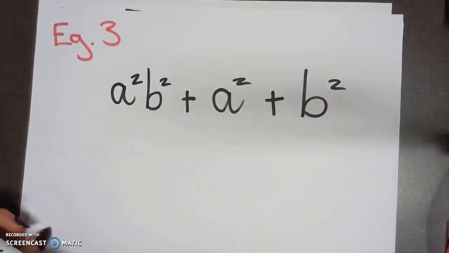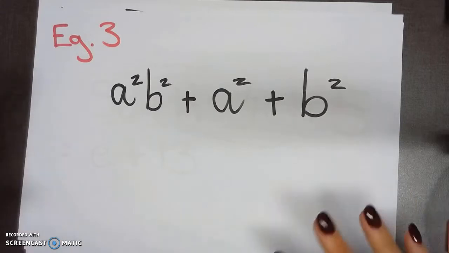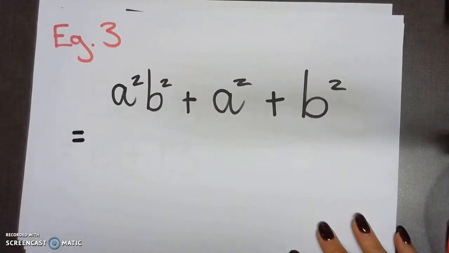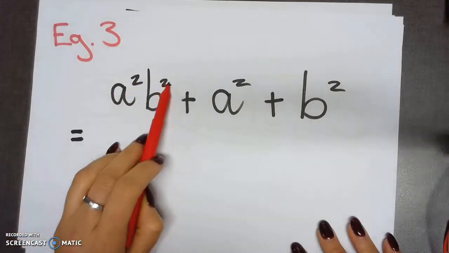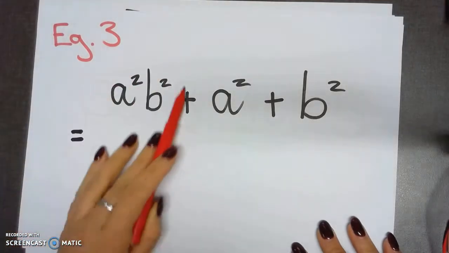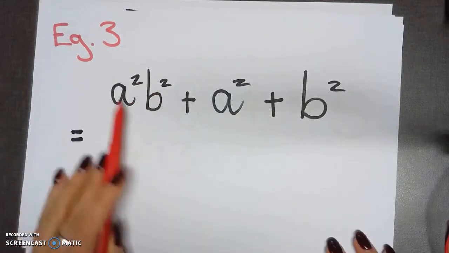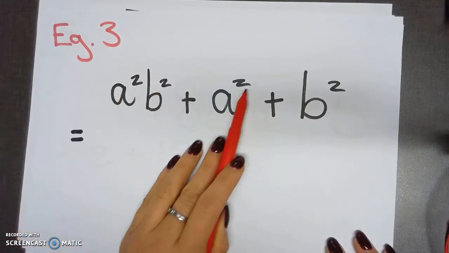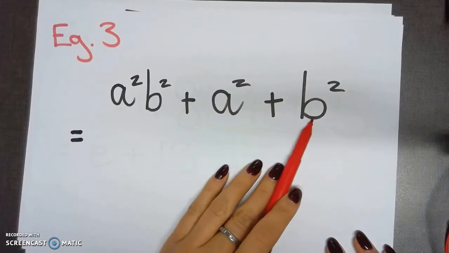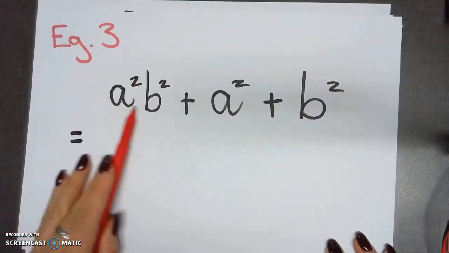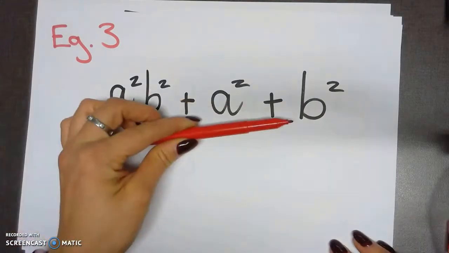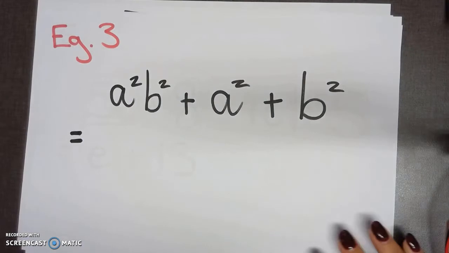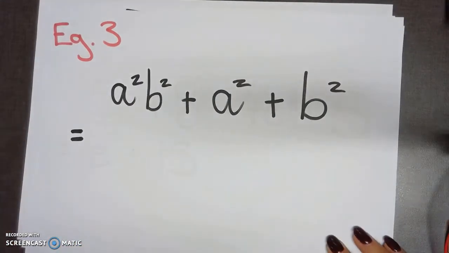Example number three looks a little more complex, but first we start boxing it up. We've got the a squared b squared family. That is a whole term, so I cannot go separating that out. Here's the a squared family and here's the b squared, but this is a squared b squared all together. So I can't box any of these up together. This is the final answer. There is nothing I can do about this one.